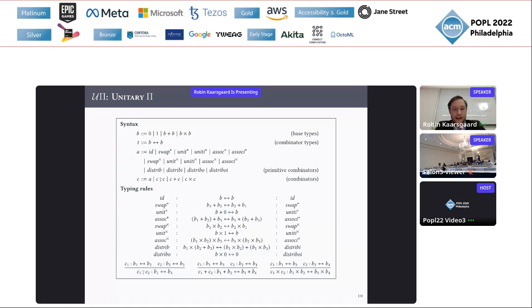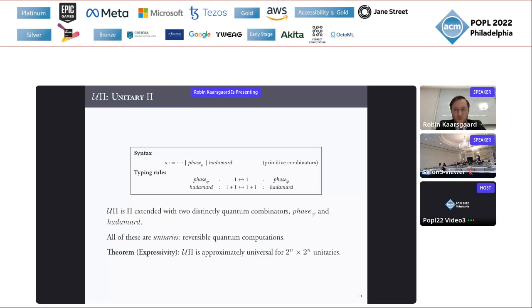So what do I actually need to add to make this quantum? Well, it turns out not too much actually. So here we extend this to Yuppie by adding two distinctly quantum combinators. One is a kind of phase combinator. If you don't know what a phase is, don't worry about it. It's kind of like a quantum unit. And the other one is this Hadamard combinator, which Professor Aho also talked about yesterday, and it's pretty much a way of introducing and eliminating quantum superpositions. Now, these two, along with all of the combinators that we had before in Pi, are actually unitaries, which are these reversible quantum computations.